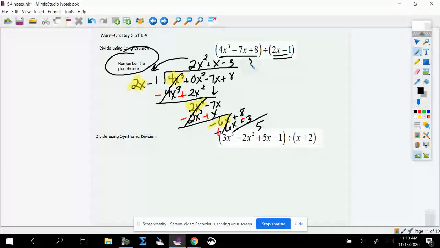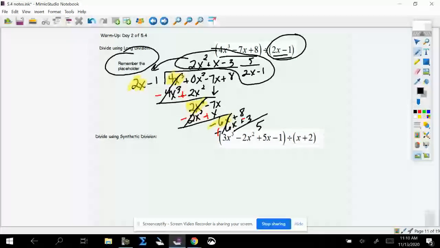So the way that we write our remainder is we put our remainder over our original denominator, my original divisor. So all of this up here is my answer. We call it the quotient when I get the answer in a division problem. And we would say that 2x minus 1 is not a factor of 4x cubed minus 7x plus 8, because we did get a remainder. It did not divide evenly.